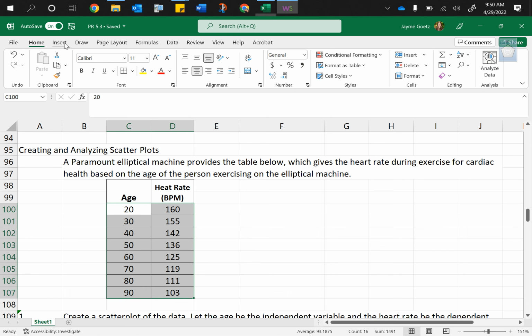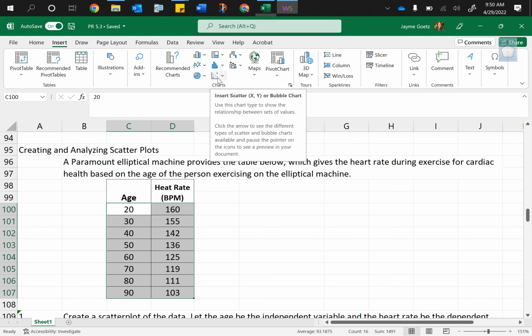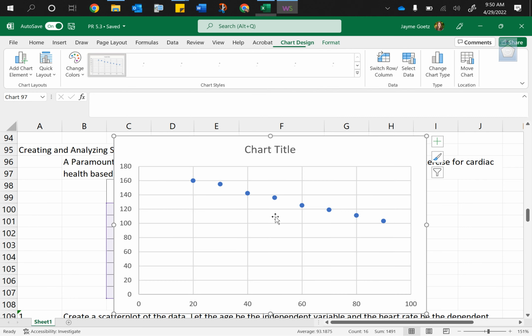Then we're going to go up here to the top and we're going to click on Insert. And we are going to click over here in Charts. You're going to click the one that's a scatter plot. Can you guys see which one looks like a scatter plot? And when it drops down, you're just going to click that first one. Okay? That's your scatter plot.